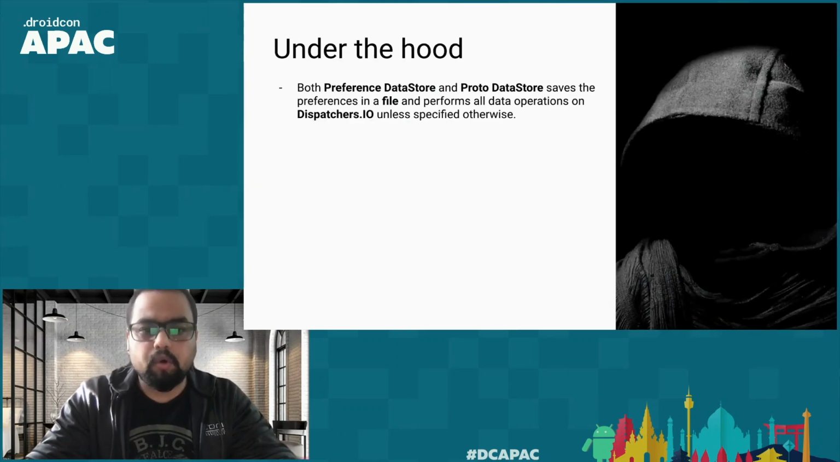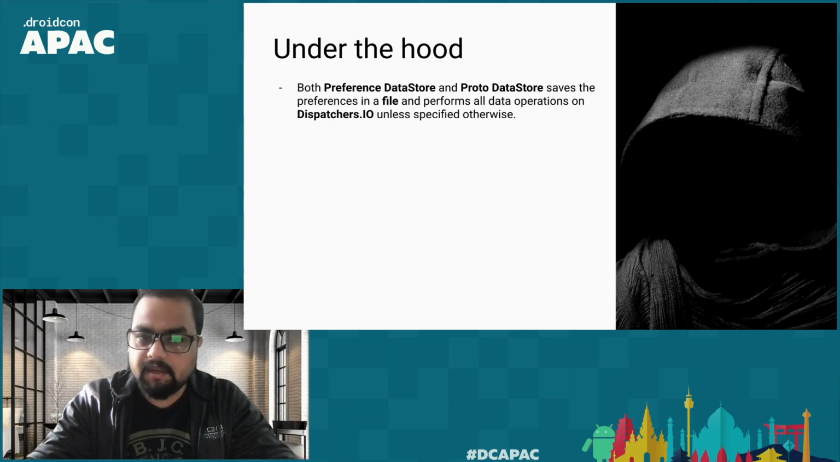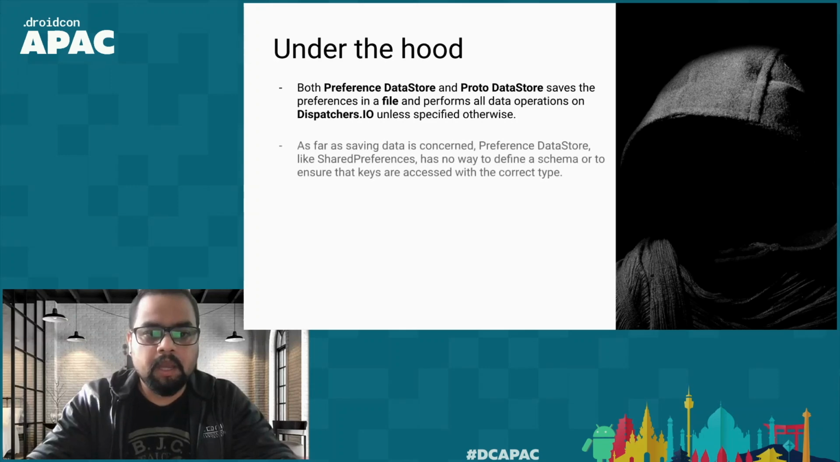So what's under the hood? Under the hood, both preference data store and proto data store save the preferences in a file. It's similar to what our shared preference does right now. And it performs all the data related operations on Dispatchers.IO, a coroutine dispatcher, unless specified otherwise. So we can specify the dispatcher, basically on which thread it should run. But by default, it runs on the background thread, the IO.